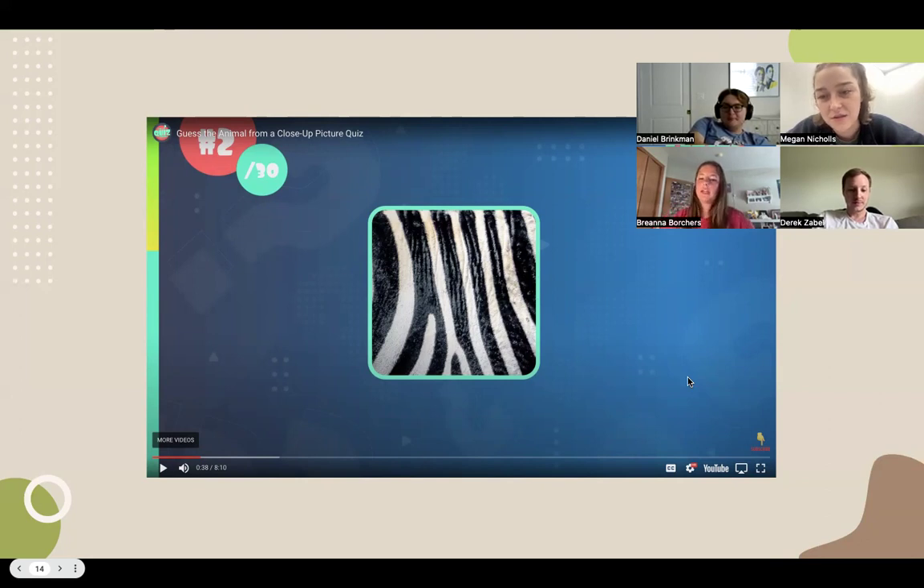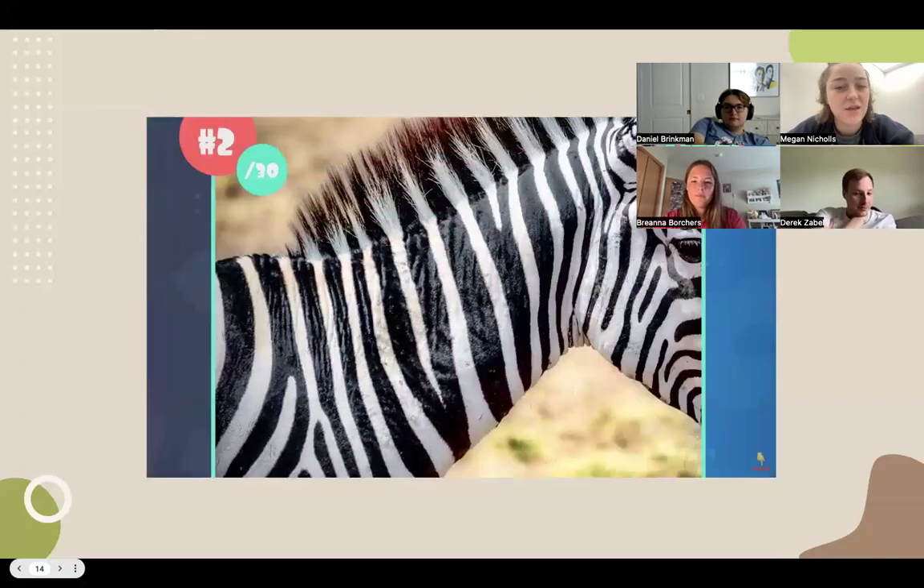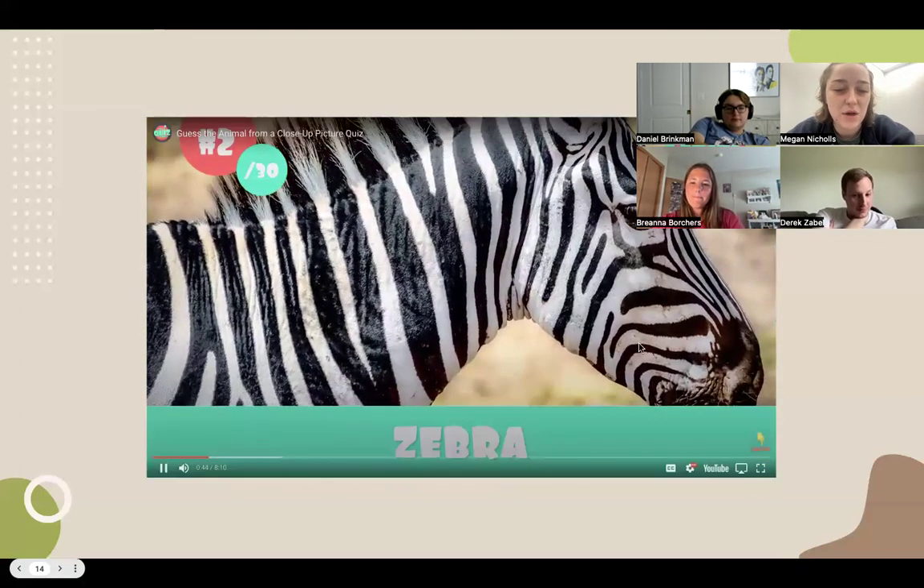I feel like the short hair or fur would help them to not get caught on the grass, and help them, I don't know if it helps them run faster, but like run from tigers, you know what I mean? Yeah, exactly. No, I think those are great ideas. I like the connections that you're making. All right, let's see what it is. I think you guys are right. It's a zebra.